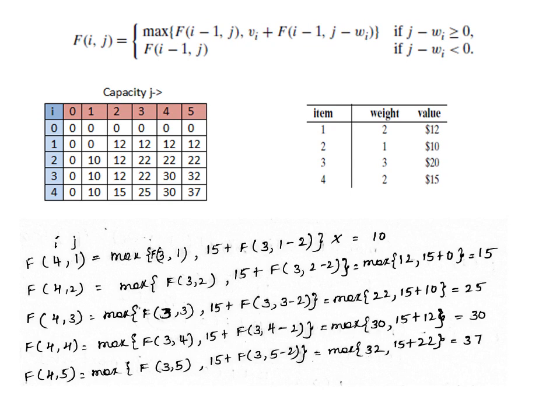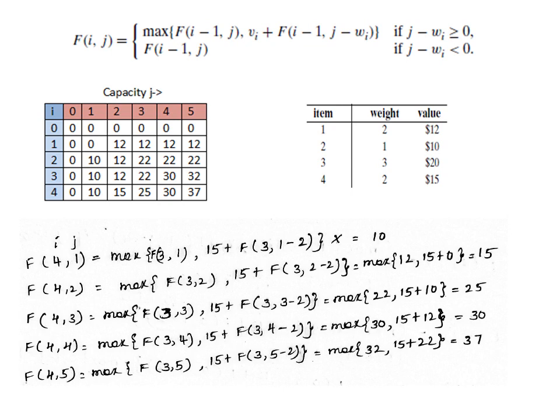Then f of 4 comma 4 is equal to maximum of f of 3 comma 4 comma 15 plus f of 3 comma 2, which is equal to maximum of 30 comma 15 plus 12, which is equal to 27. Among 30 and 27, 30 is the maximum. So f of 4 comma 4 is 30.